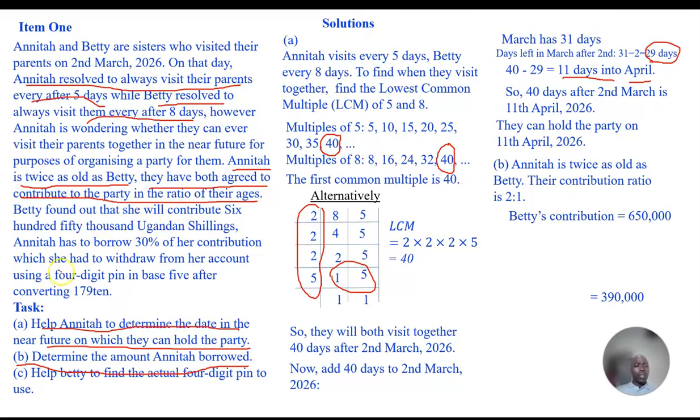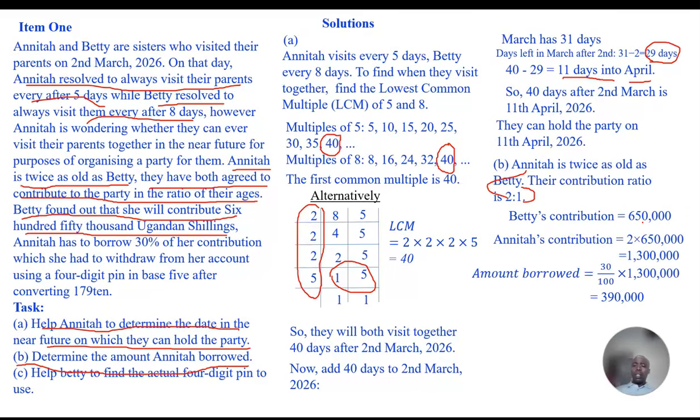So we are provided with Betty's contribution. They are saying Betty found out that she will contribute 650,000 Ugandan shillings. And remember, Betty is contributing one part, whereas Anita contributes 2 parts. So if one part is 650,000, then Anita's contribution will be 2 parts, and that will be equivalent to 2 times 650,000, which is 1,300,000.